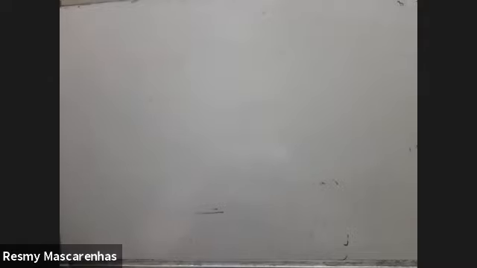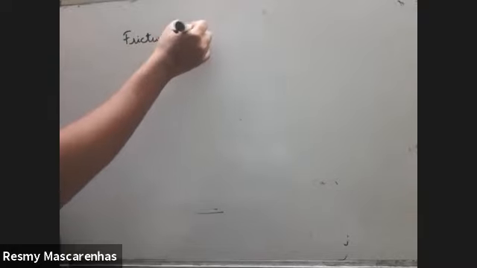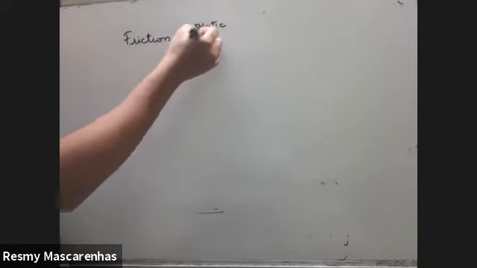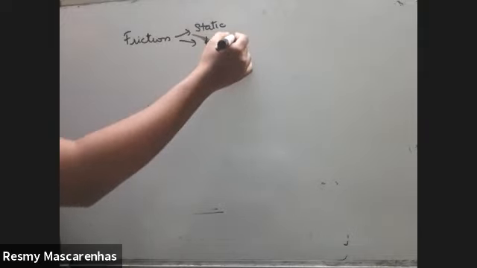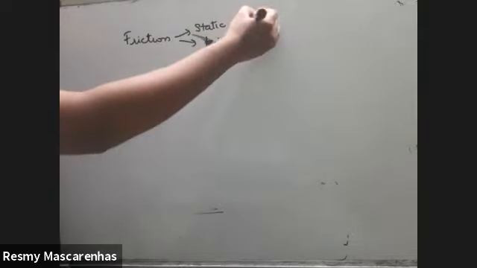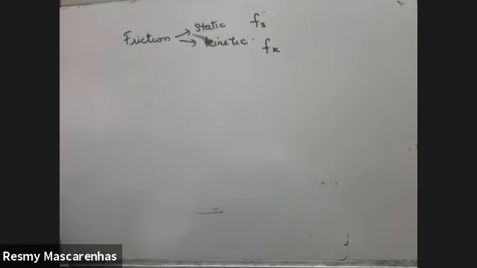In the previous class, we had seen two types of friction. One was static and the other one was kinetic. Static friction is indicated by f of s, and kinetic friction is indicated by f of k.